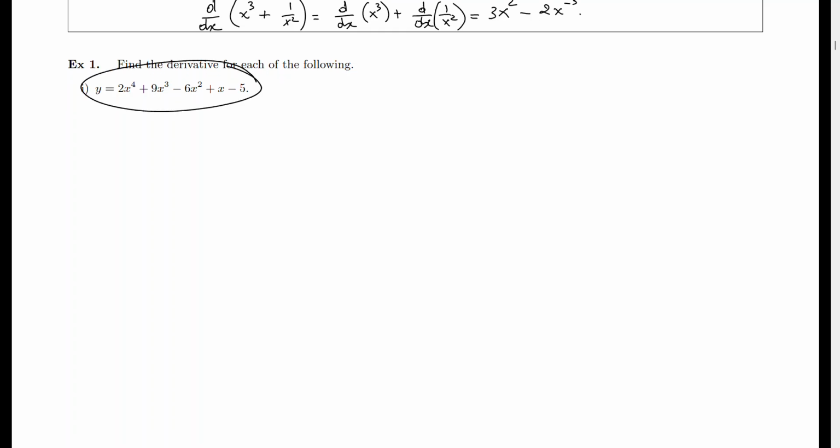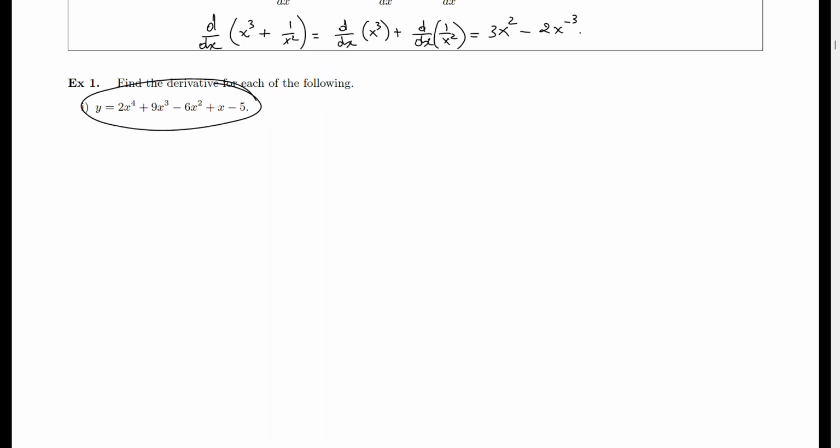So imagine having to do the derivative of this expression, for instance, with the limit definition. It would take maybe 2 to 3 hours to finish, but with this rule, you'll see the answer comes out very, very quickly. So the first thing I'm going to do with these problems is write down the original problem.